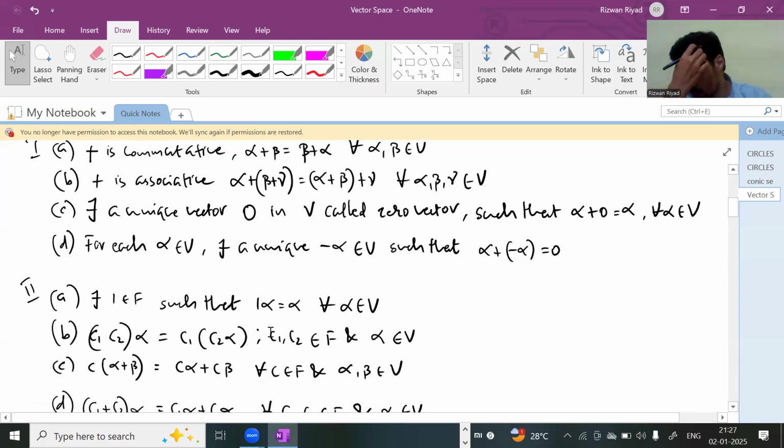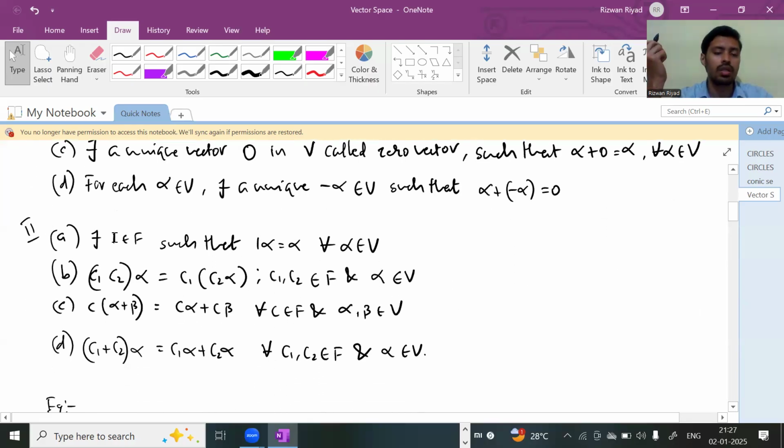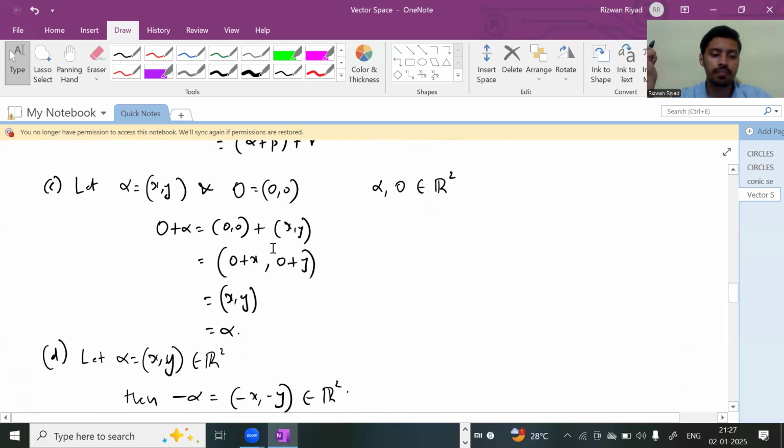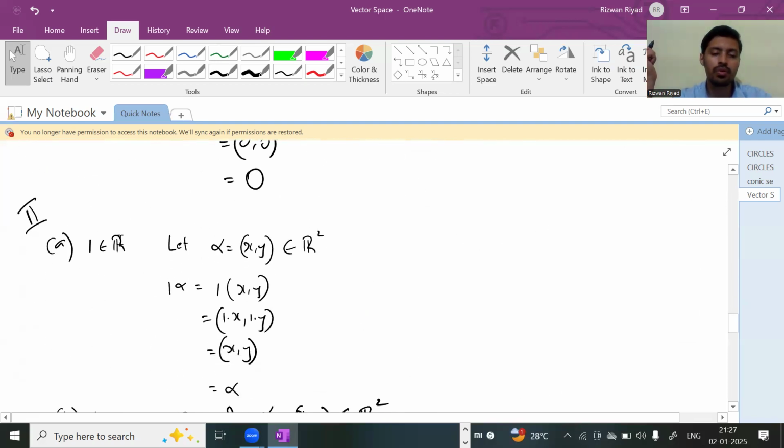Now move to the second set. There exists 1 belongs to F such that 1 alpha equals alpha for all alpha belongs to V. Here our field F is the set of real numbers itself. We know that 1 is an element of the real numbers. Our F is the real numbers here.